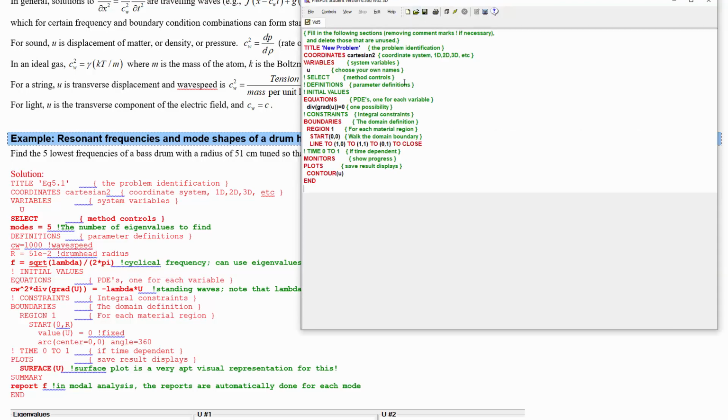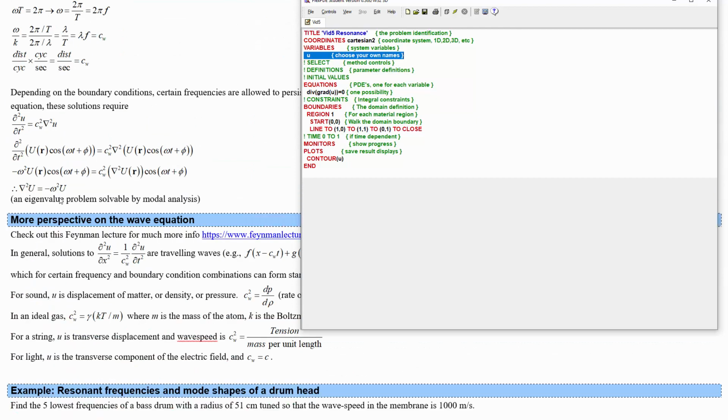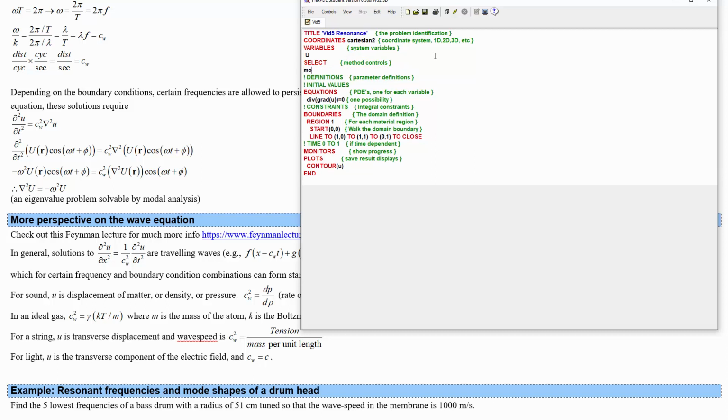So here's our Flex PDE version 6, and we're going to build up this problem. Maybe we'll call this vid5 resonance, and we're going to stick in 2 dimensions for now. The variable we're going to need is the deformation of this membrane, which I guess we can call U. That's the one we were using up there. Select, we're going to need modal analysis. Modes equals, let's see, 5 lowest frequencies.